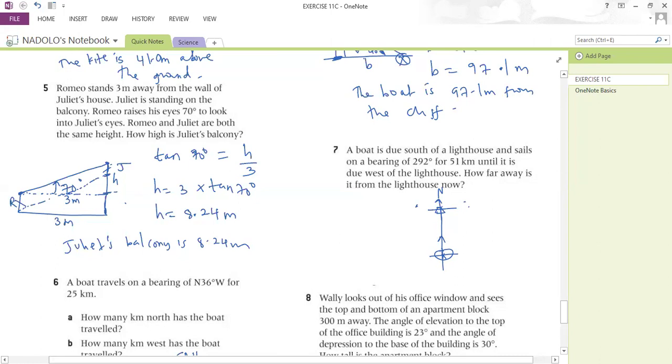So 292 degrees, we said if this is north, we are going to measure our bearing clockwise from north. So let's measure 292. Let me pick another pen.